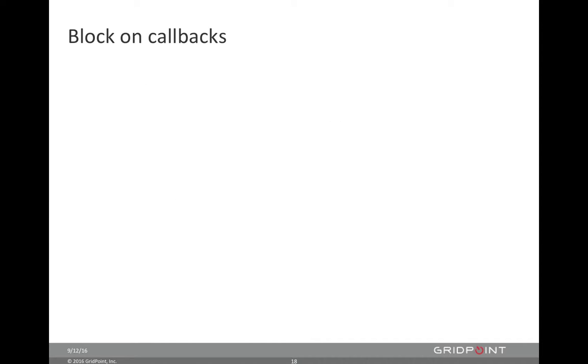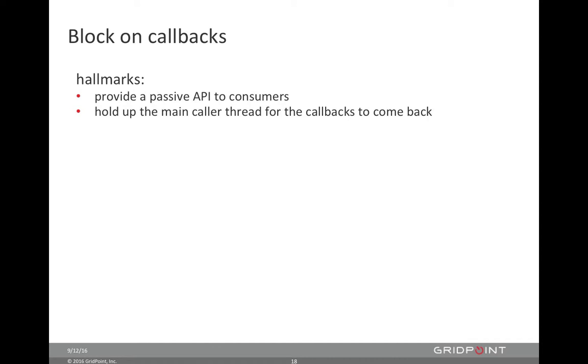Next, we have block on callbacks. Its hallmarks: it too provides a passive API. You're wrapping a synchronous contract around an asynchronous interaction, so it holds up the main caller thread for the callbacks to come back. Because the caller is waiting for the Cassandra write to complete, it's at the mercy of any driver timeouts. Theoretically, it could wait forever. So it's important with this blocking contract to give the entire write a timeout. And then you can configure the timeout and vary it based on how big a write it is. Presumably, you'd be throwing an exception on a timeout just as you'd be throwing an exception on a failure, so the caller is forced to decide whether to retry.